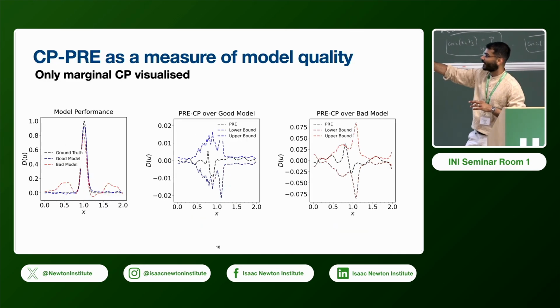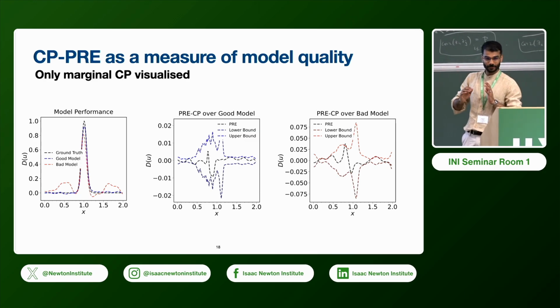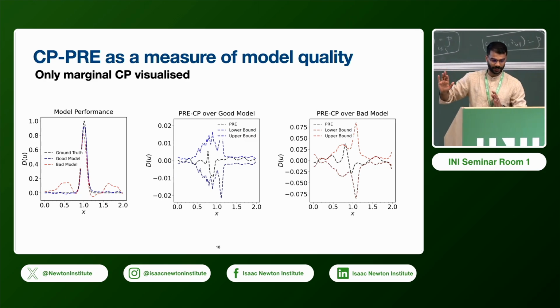So here we have two neural network surrogate models built for the advection equation, where one is actually doing a fairly good job of modeling it, and the other is terrible.